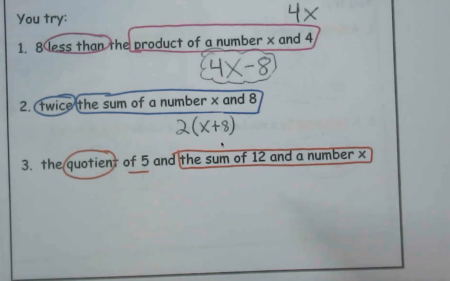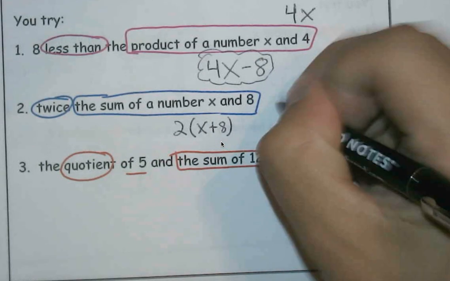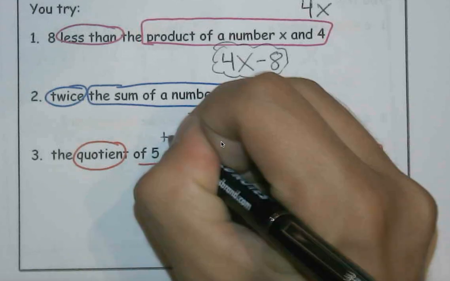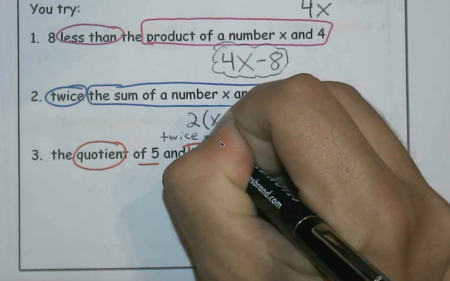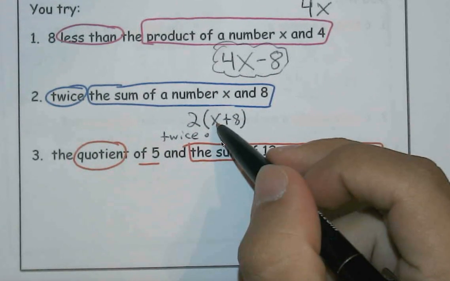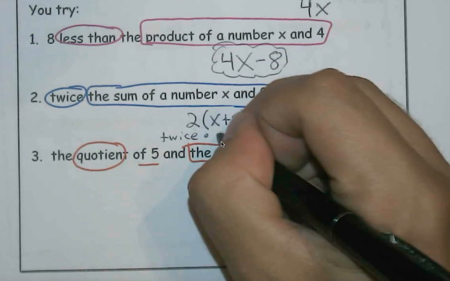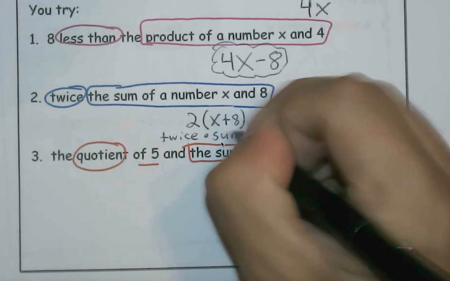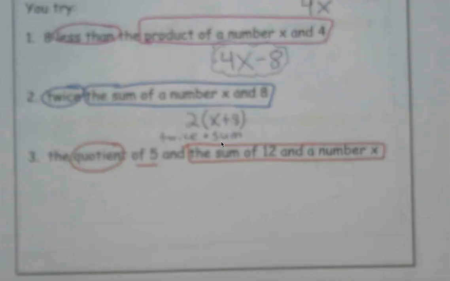If you ever get stuck after that, you could think this out. 2 implies twice, and then 8 plus x is the sum, so twice the sum. So 2 times the sum. This makes sense because of parentheses.